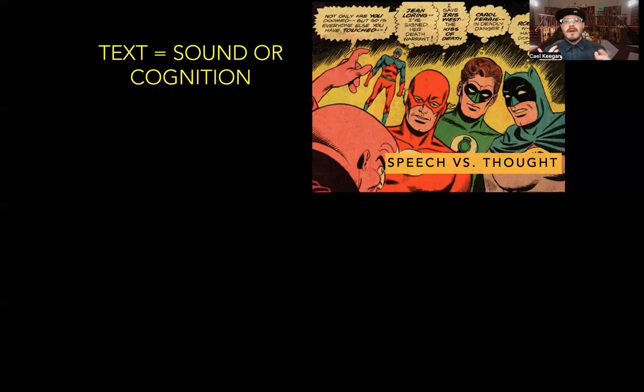And so we have Jean Loring, I've signed her death warrant. I gave Iris West the kiss of death. Carol Ferris in deadly danger. And then you can't see what Batman's saying, but he says, Robin, what have I done? And so he has this kind of implied sort of queer relationship with his sidekick, right? That's kind of fun to read into.